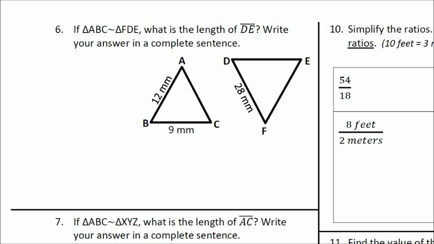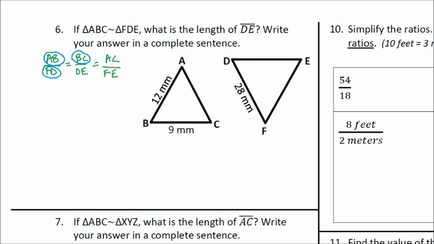I'm going to go ahead and write my statement of proportionality. I know that side AB corresponds to FD. BC corresponds to DE. And the first and third position, AC, corresponds to FE. Now I'm going to go ahead and circle the sides that I know. I know AB from our diagram, and I know DF or FD, and I know BC.